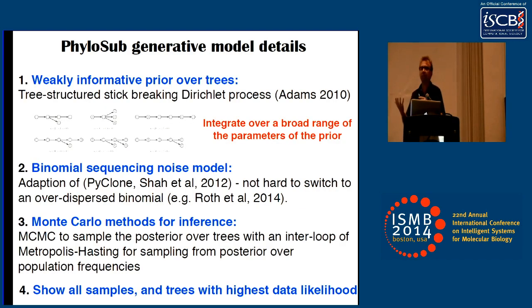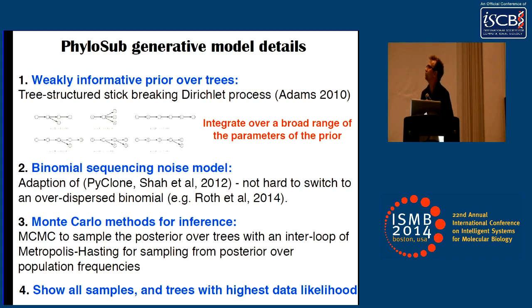Okay. So then we use a generative model to measure the fit of these trees to data, and I'll briefly tell you about how that generative model works. If you're a connoisseur of this type of thing, this slide contains everything you need to know. And if you don't care about the technical details, you can just phase out for about 30 seconds. Okay, so we use a weakly informative prior over trees. And we get this from a tree structure stick breaking process. This is a non-parametric prior described by Ryan Adams at NIPS in 2010. And then in order to make sure that we're not favoring some trees over others, we integrate over a broad range of parameters of the prior.